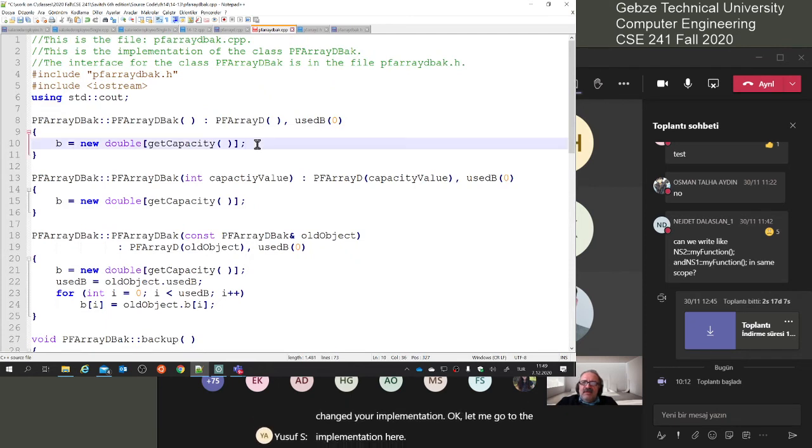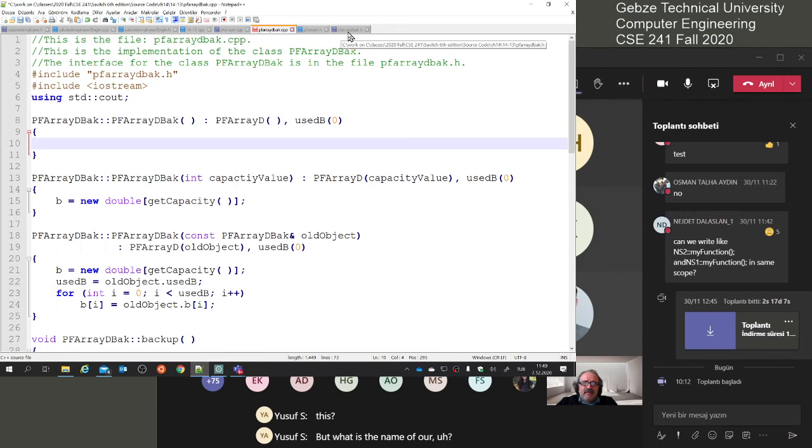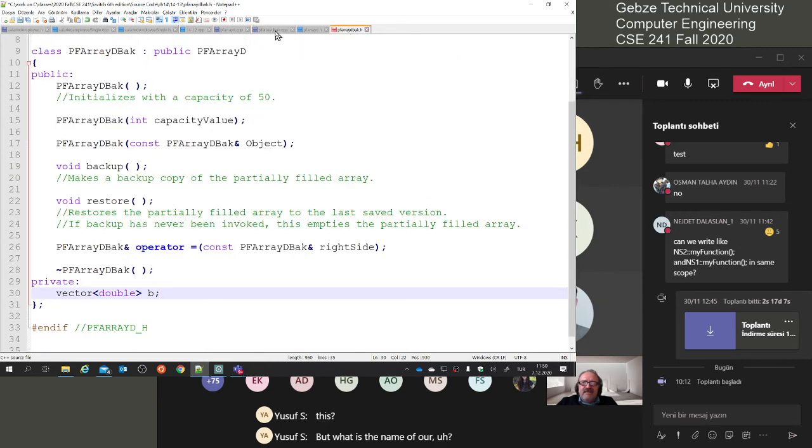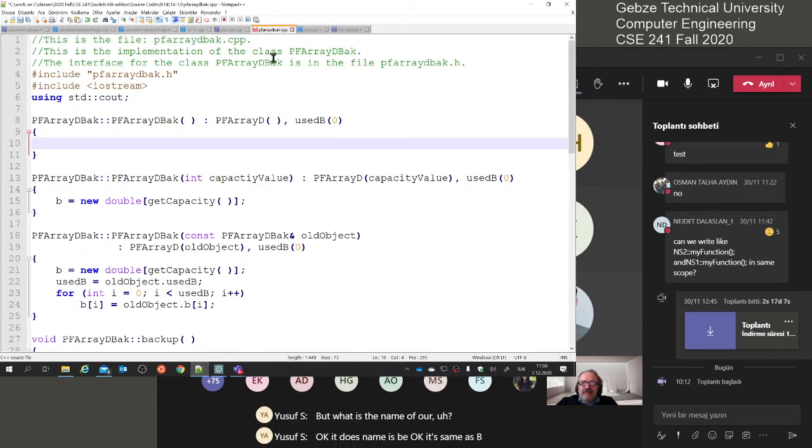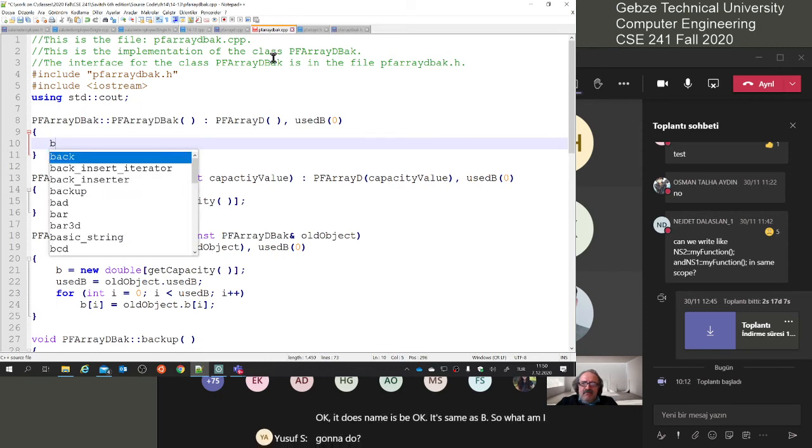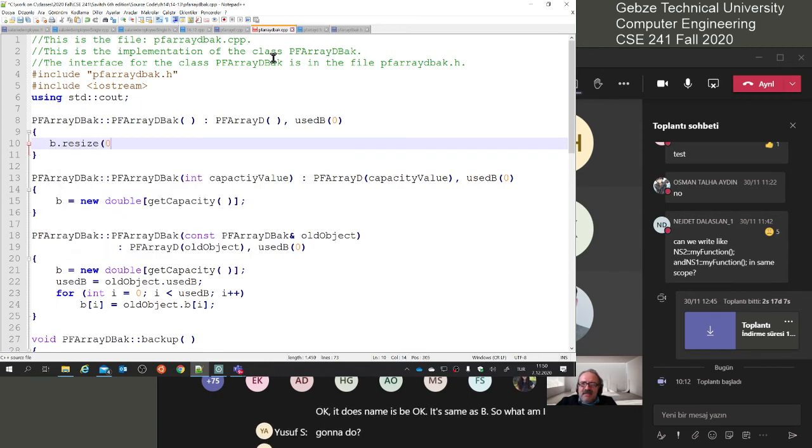So what I do is, B, PFArray D, I am calling the constructor of it. And what am I gonna do with this? What was the name of our, okay, the name is B. It's same as B. So what are we gonna do? B dot resize 0. That's what we do. Okay, good.